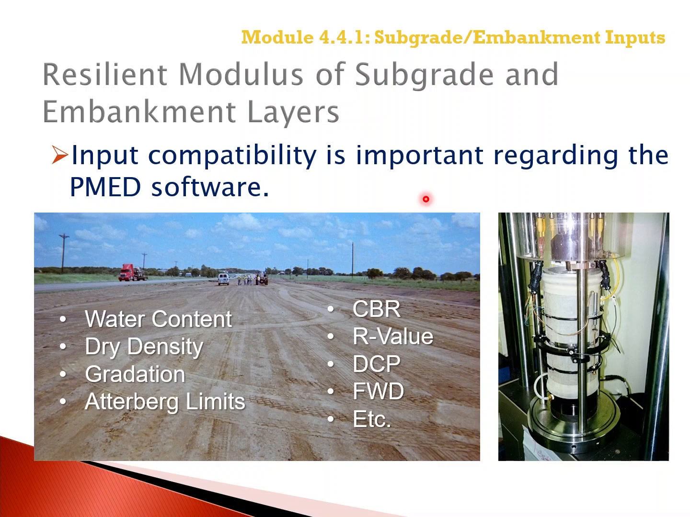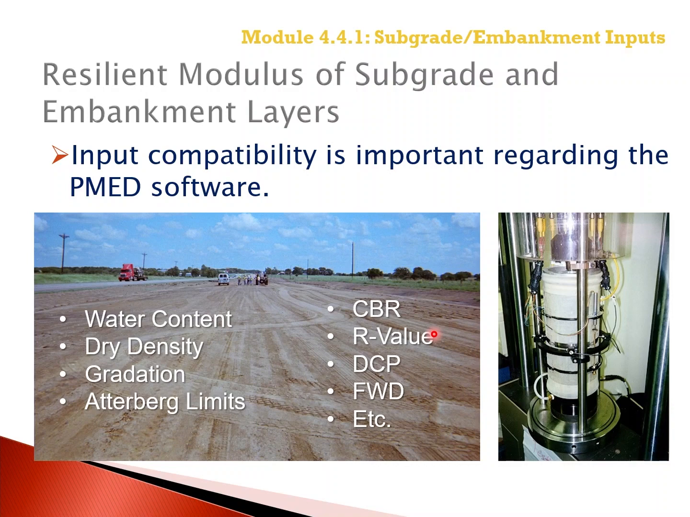And this has to do with input compatibility. As an example, the CBR values normally represent soaked conditions or saturated conditions, which represents a much higher water content than the optimum water content. Similarly, the R value can also represent test specimens at higher water content, especially fine-grained soils, than at the optimum water content.